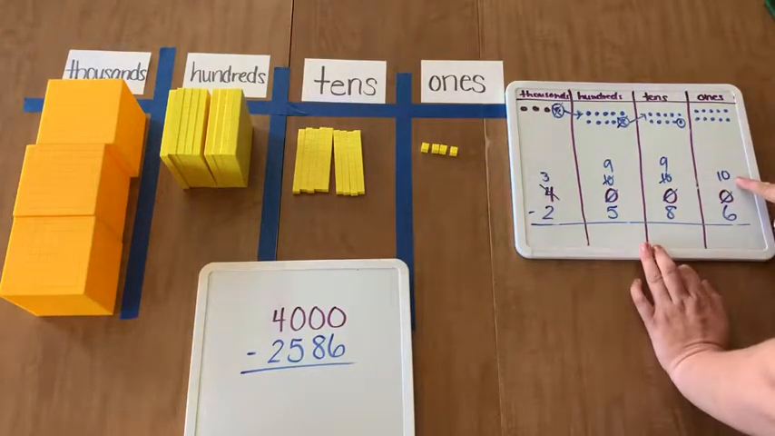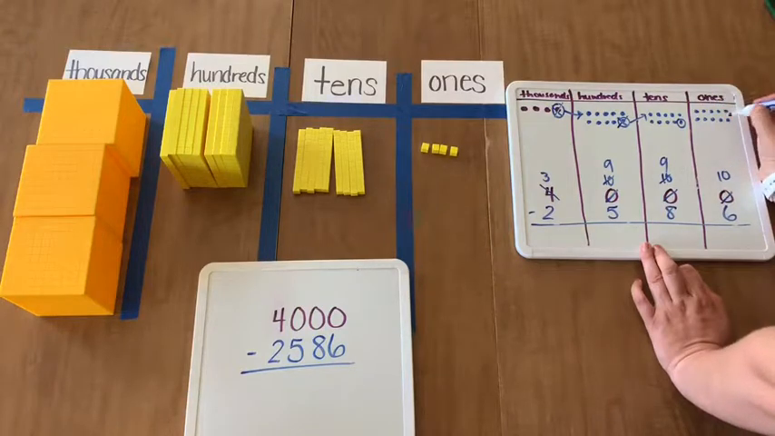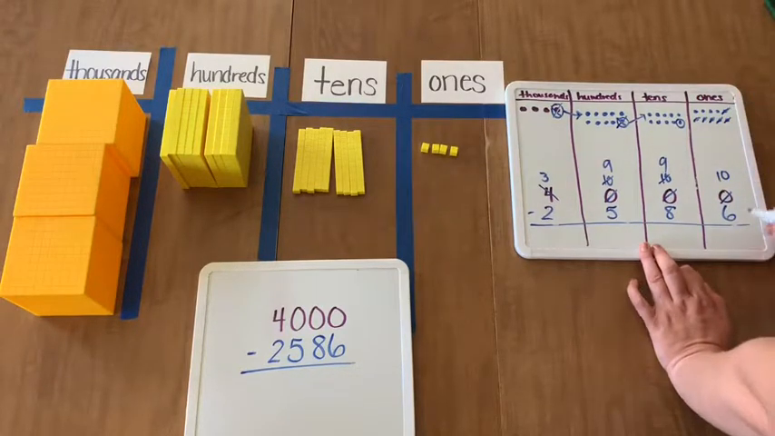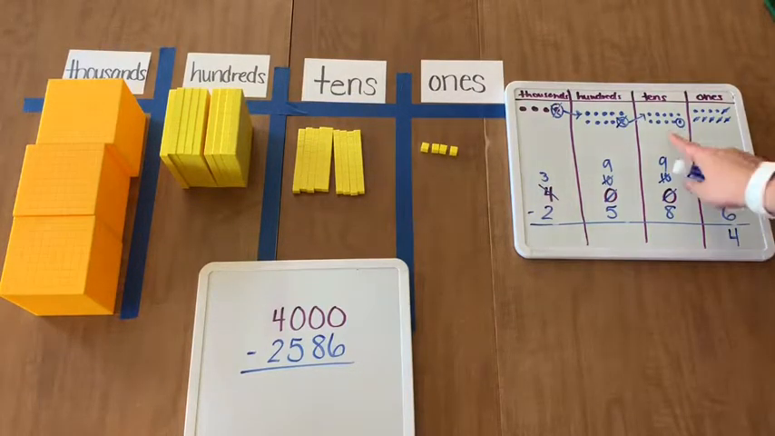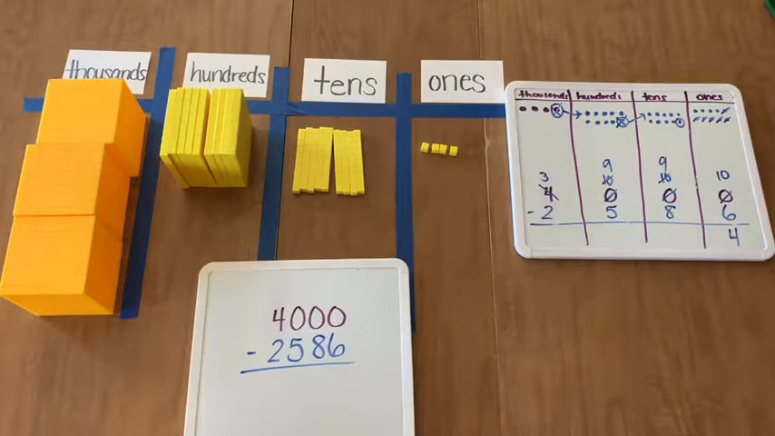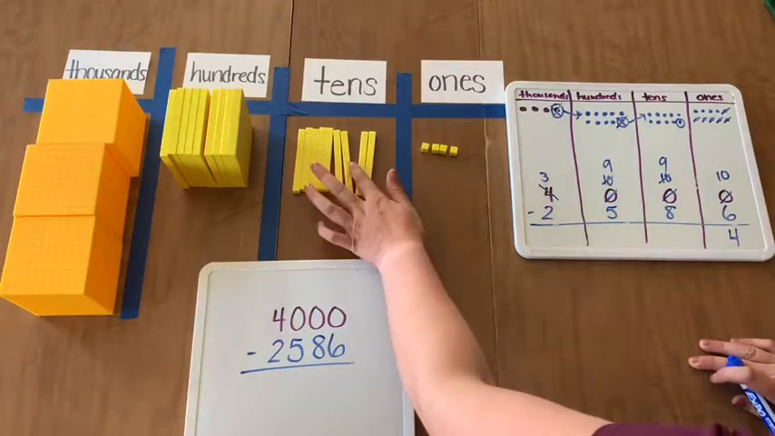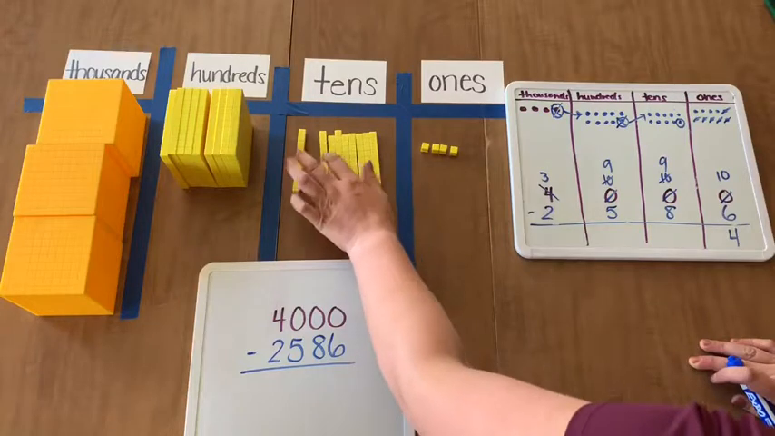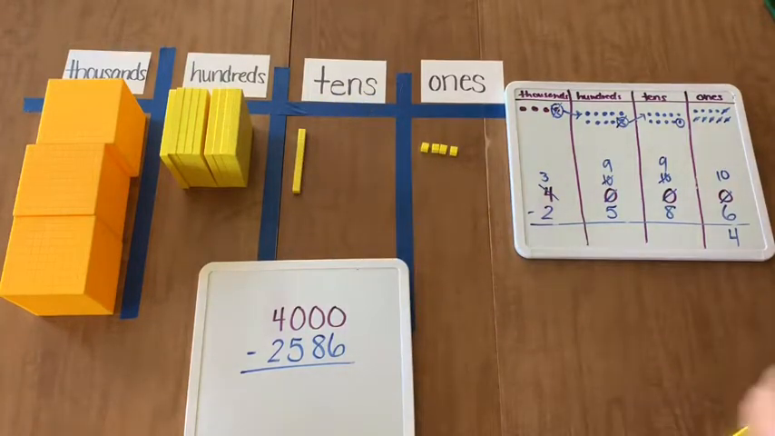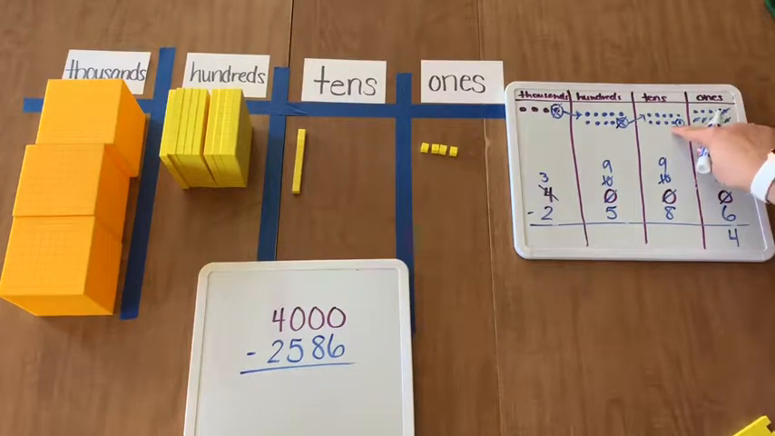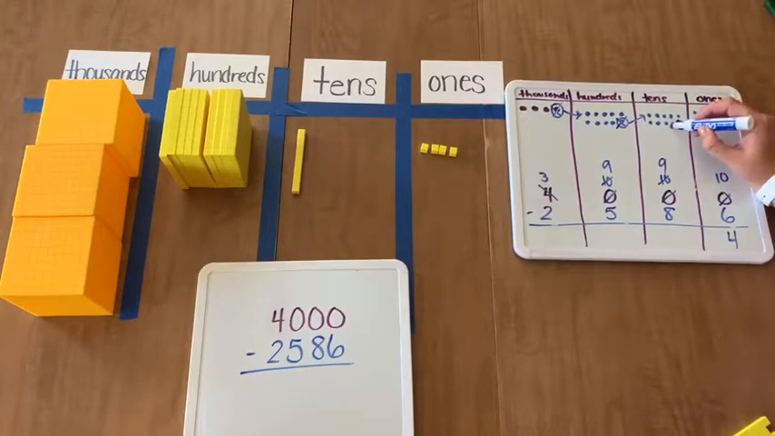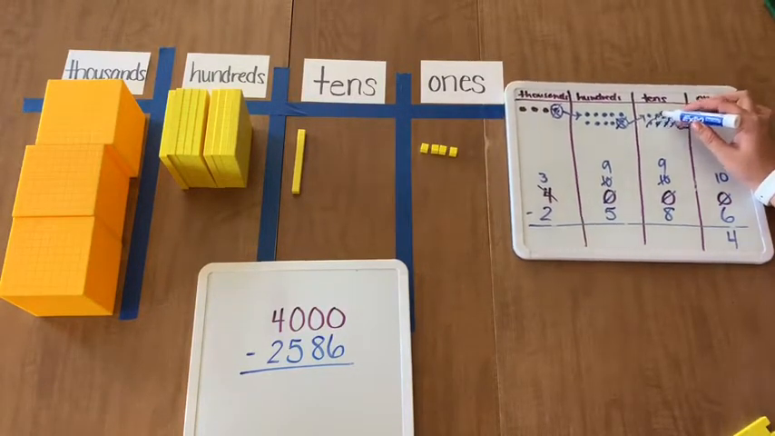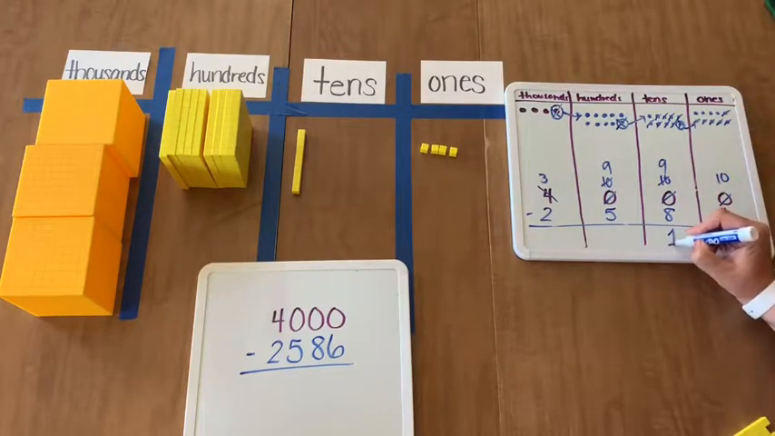Over here, I can do the same thing. I have 10, and I'm taking away 6. 1, 2, 3, 4, 5, 6. And I have 4 left. Then we go over to the tens. Now I can subtract 8 tens. 1 ten, 2 tens, 3 tens, 4 tens, 5 tens, 6 tens, 7 tens, 8 tens. I can take away 8 tens and I'm left with 1 ten. 9 tens minus 8 tens is 1 ten left.